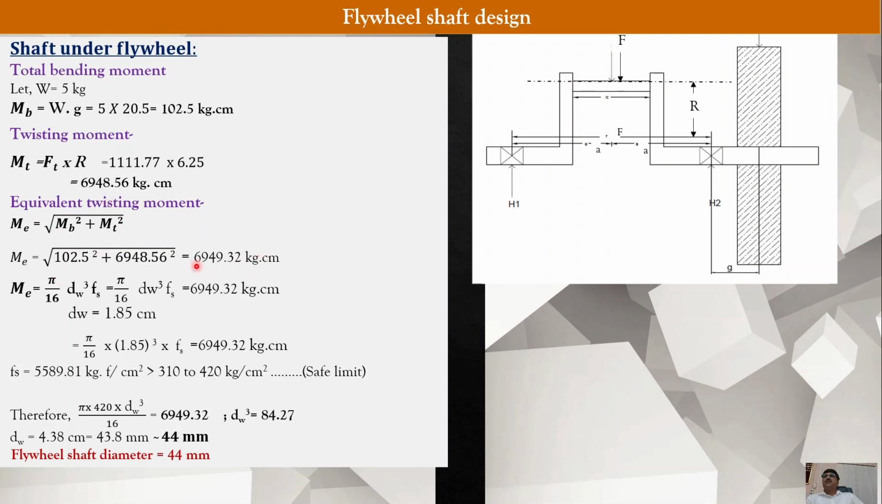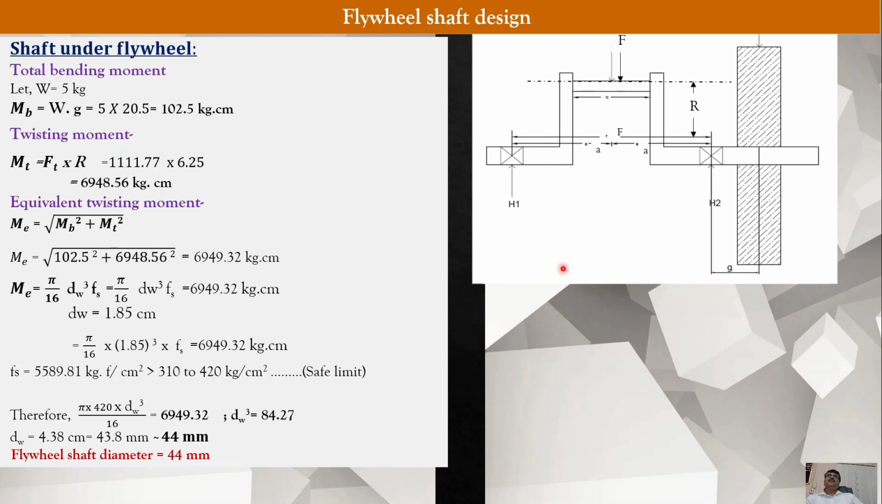moment is 6949.32 kg centimeter. Again, the twisting moment formula, ME equal to pi by 16 diameter of flywheel shaft cube into factor of safety. This one is the allowable shear stress, Fs. Substituting the value, we can find out the value of the diameter.